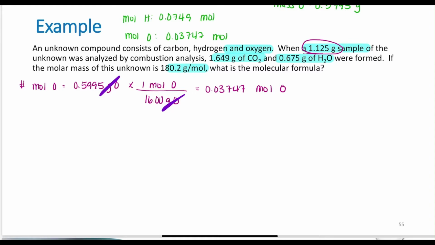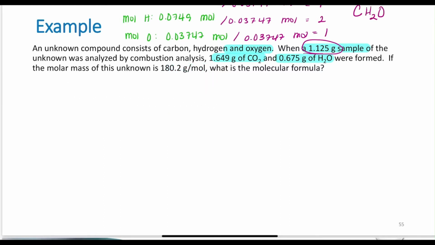I need to find my empirical formula. So remember, divide by the lowest number that we have, and we see that both carbon and oxygen have the same lowest number. If I was to divide 0.03747 moles, divide by 0.03747 moles, and divide by 0.03747 moles, you should find that the ratio is 1 carbon to 2 hydrogen to 1 oxygen. That is your empirical formula. It's the smallest whole number mole to mole ratio.